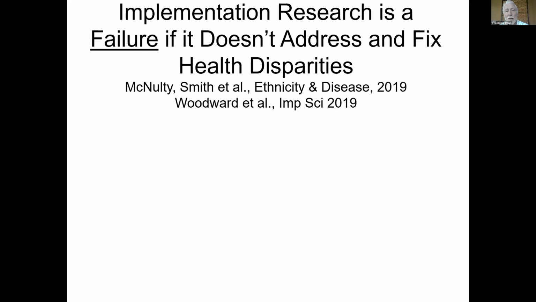So the basic issue is implementation research is a failure if it doesn't address and fix health disparities. That's the point of this one. If we don't address issues on moving the scale so that the disparities are reduced in here at the implementation phase, we don't really understand what's going to happen, and we're going to be actually making things worse for some, sort of a reverse Robin Hood kind of effect. Next.